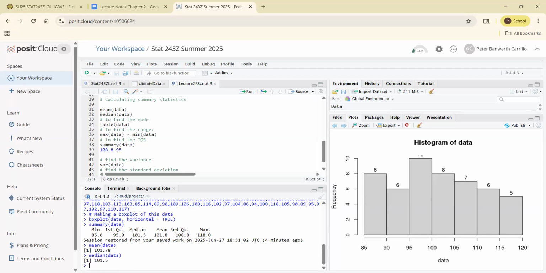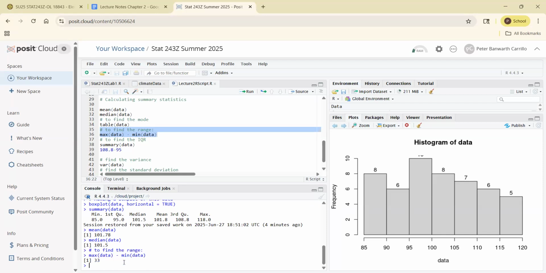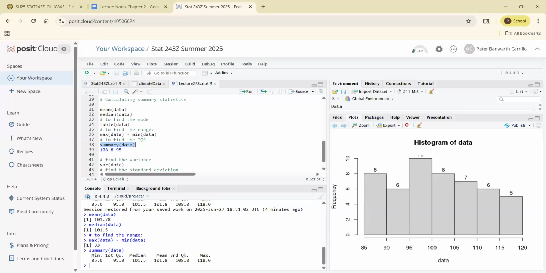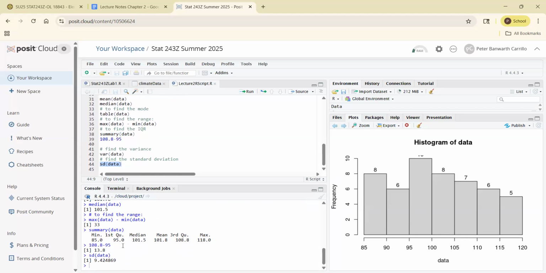If you want to find the range, I find it easier to just take the max of the data minus the min of the data. And to find the interquartile range, I find it easiest to first do the summary, which tells you the third quartile and the first quartile, and then just do the subtraction by hand. And we get an interquartile range of 13.8. To find the standard deviation, you do SD. So this data has a standard deviation of 9. And the variance, you can do VAR, variance of 88.